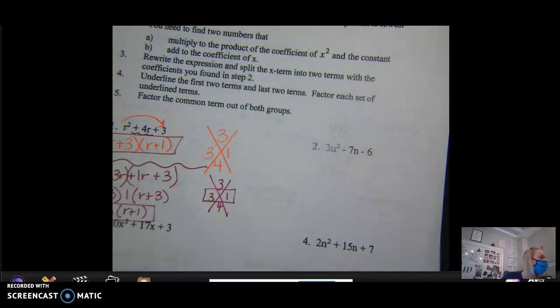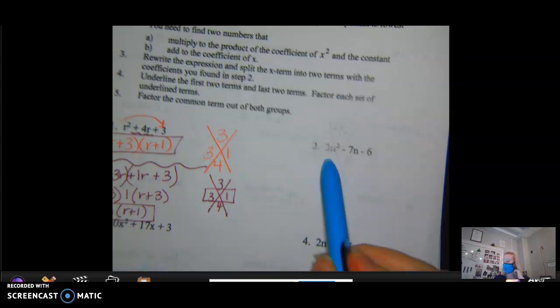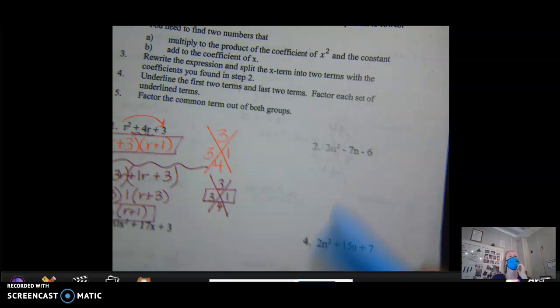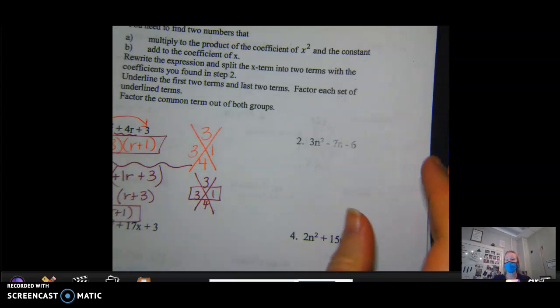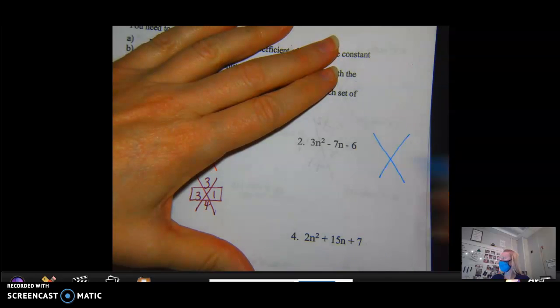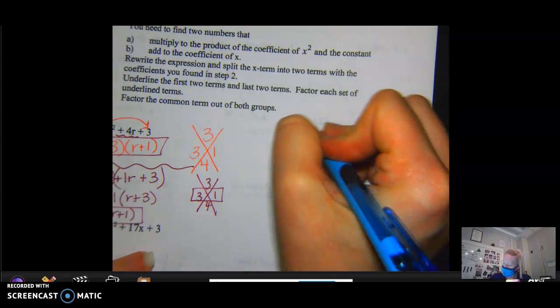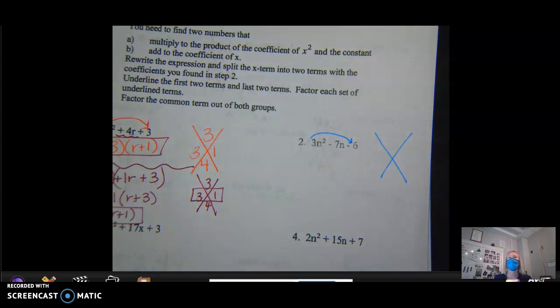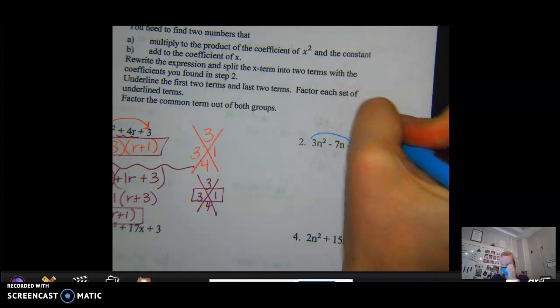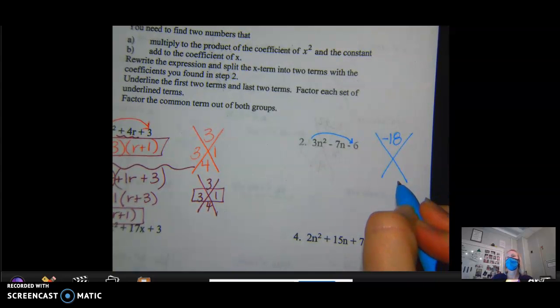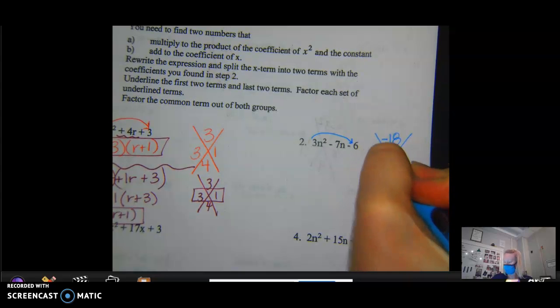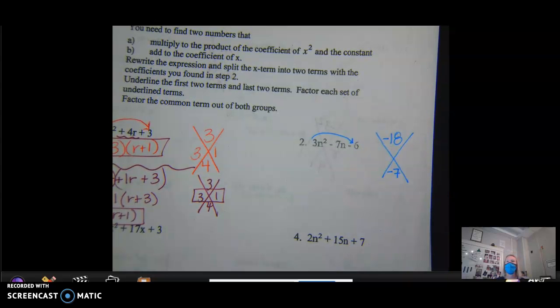First question you always want to ask yourself is, can I GCF it right now to make it a shorter, easier problem? Is there a number that goes into 3, 7, and 6? No, so I can't GCF it. So this is going to be a longer problem. We're still going to crisscross. Okay? I have to multiply A times C. So what is 3 times negative 6? Negative 18. Perfect. What number goes down below? Negative 7. If you have your multiplication grid out, make sure you're looking at that. What two numbers multiply to give you a negative 18 but add to give you a negative 7?